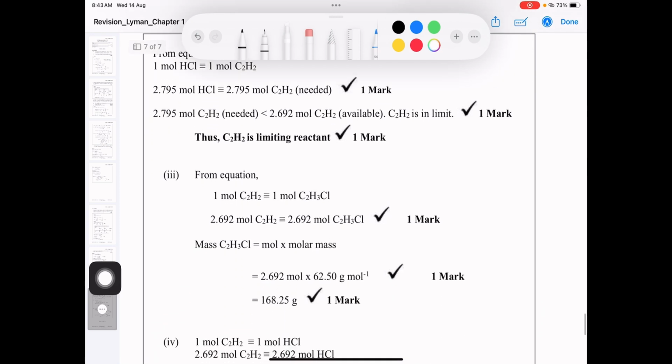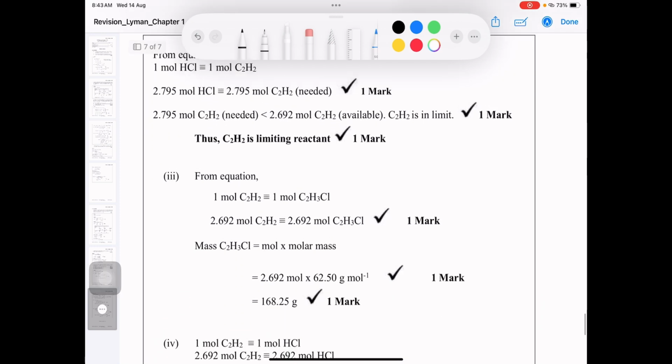Okay, for question number 3, we want to calculate the mass of product. So we compare from the reaction using the limiting reactant. The limiting reactant is C2H2. 1 mole of C2H2 produces 1 mole of C2H3Cl. So if 2.692 mole of C2H2 reacts, 2.692 mole of C2H3Cl is produced. So this is the product.